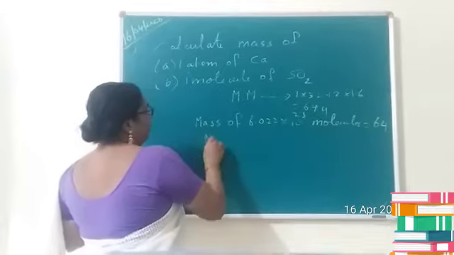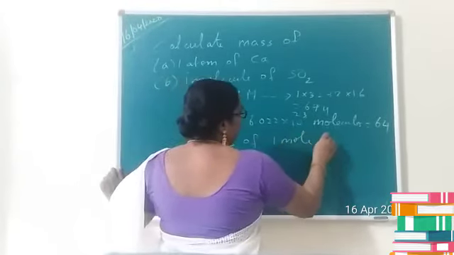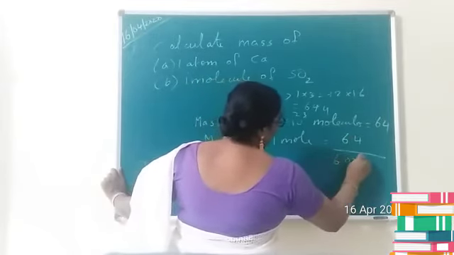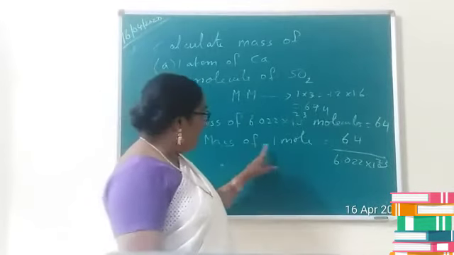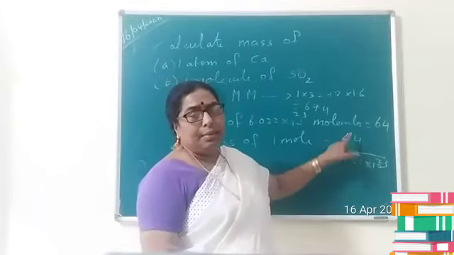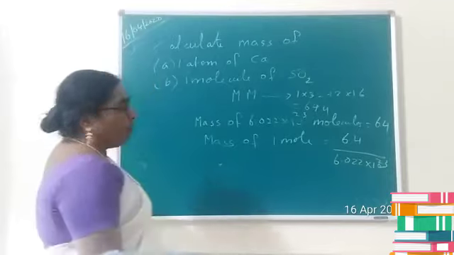Therefore, the mass of 1 molecule of sulfur dioxide is equal to what? 1 molecule is equal to molecular mass divided by Avogadro's number. Is it clear, children? This is what we studied yesterday in the form of a formula. Mass of 1 molar particle can be calculated by dividing atomic mass or molecular mass by Avogadro's constant.